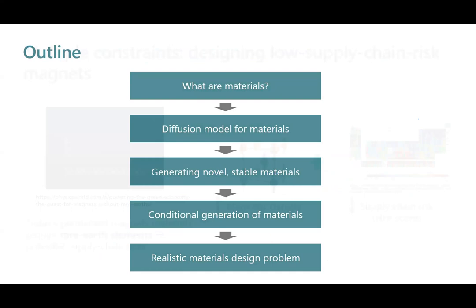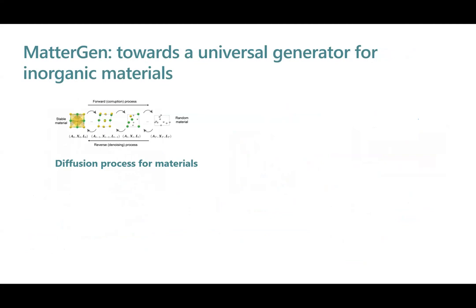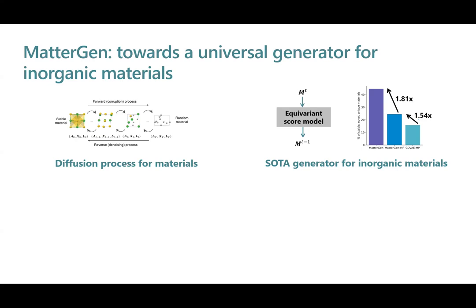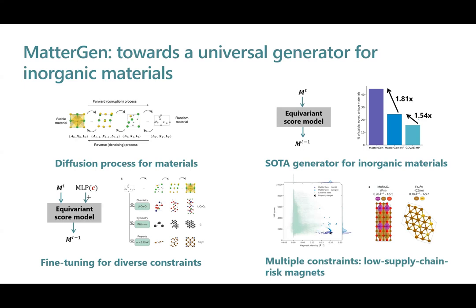I'm also going to skip this, but this is a more realistic example where we apply the method to a joint materials design problem. We're trying to design a magnetic material with low supply chain risk. Let me come directly to the end. In summary, we have demonstrated MatterGen, which is one of the first steps towards a universal generator for inorganic materials. I described the diffusion process, and how we can train a state-of-the-art generative model for inorganic materials. We discussed how you can fine-tune this for a diverse set of constraints. Finally, we showed a more realistic materials design problem.